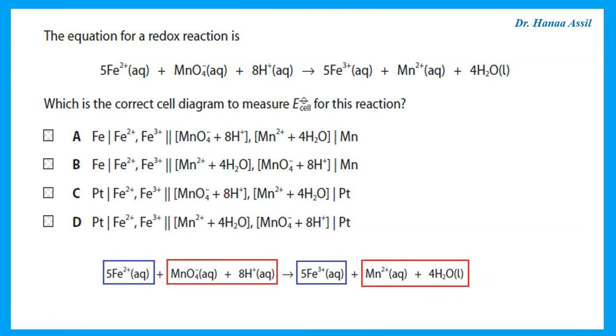These are a mixture of solutions, so the electrode must be platinum. So my answer is C or D. And then on the right, I should write the second half equation. What is happening? I have manganate plus 8H plus changing into manganese 2 plus and 4 water. So that is what I should write in the cell diagram. Again, this is a mixture of solutions, so the platinum electrode has to be used.